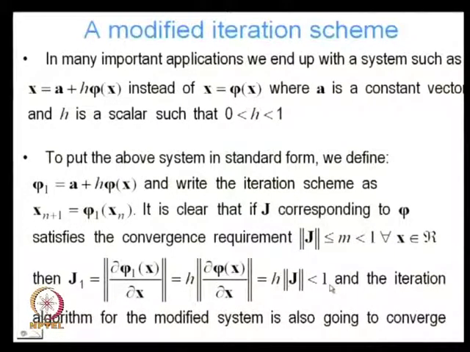So, if norm of j is less than 1, norm of j 1 is also going to be less than 1, and the modified algorithm is also going to converge. So, in case of simple transformations, it is a slightly different iterative scheme, but that also we are guaranteed is going to converge, provided that this condition is satisfied.